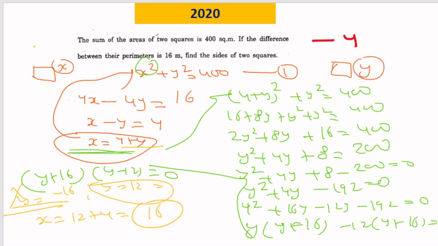It means the side of this square is 16 and the side of this square is 12, and that is what we have to find. Isn't it simple? Though it came for 4 marks. That's amazing. Now we have finished the 2020 question paper.